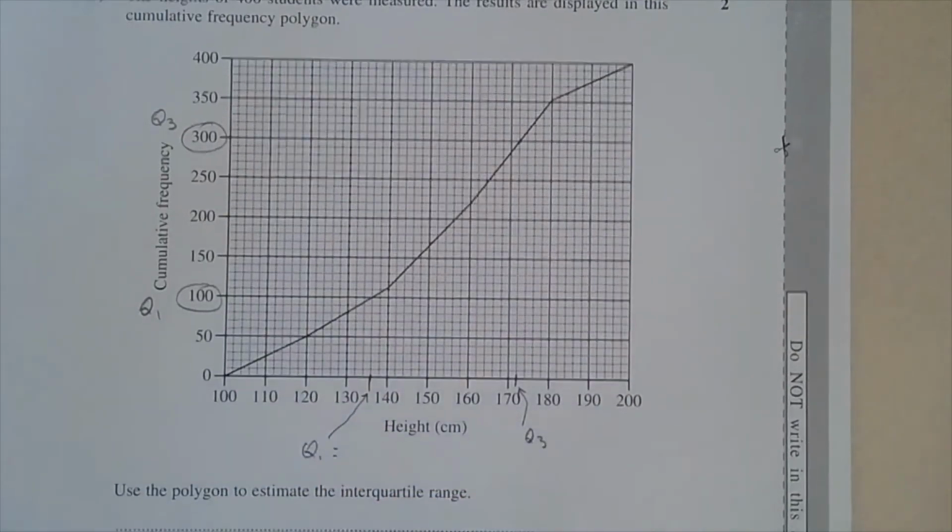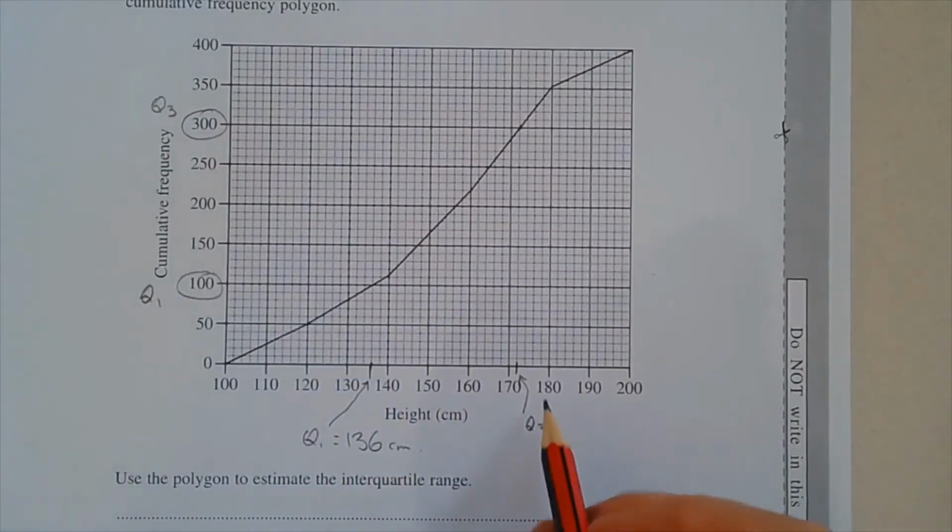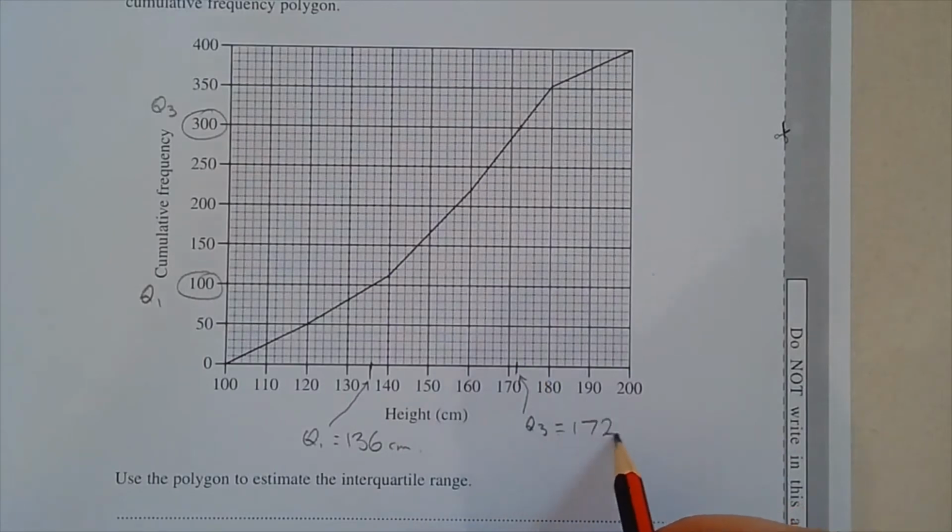So let's work out the value of Q1. So 1, 2, 3, 4, 5. It looks like it's going up in 2s. So 132, 134, 136 centimeters. And Q3 is 172.